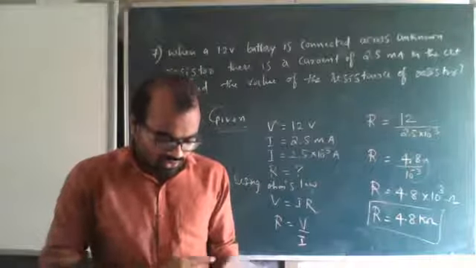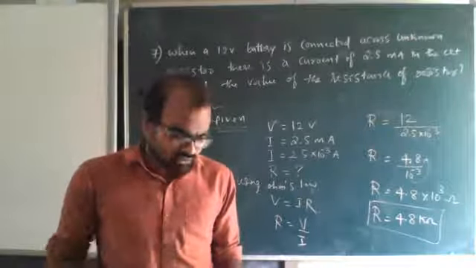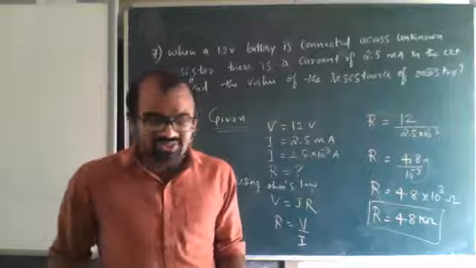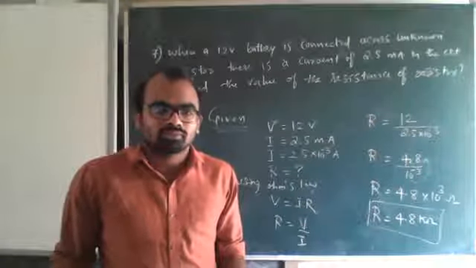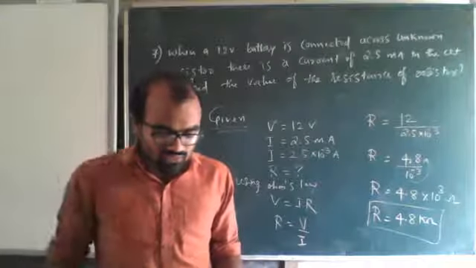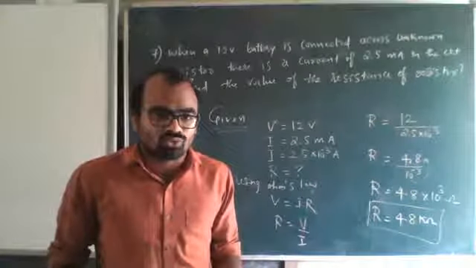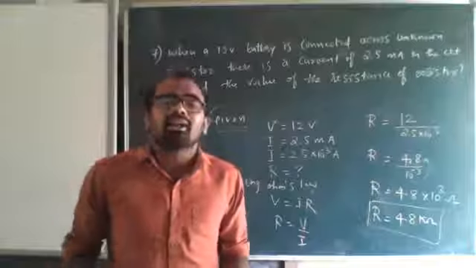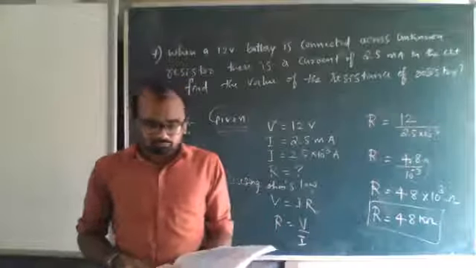Another question: which material is the best conductor? So which has the least resistivity in this table? That is the first one, silver, 1.60 into 10 to the power minus 8 ohm meter. So silver is the best conductor.